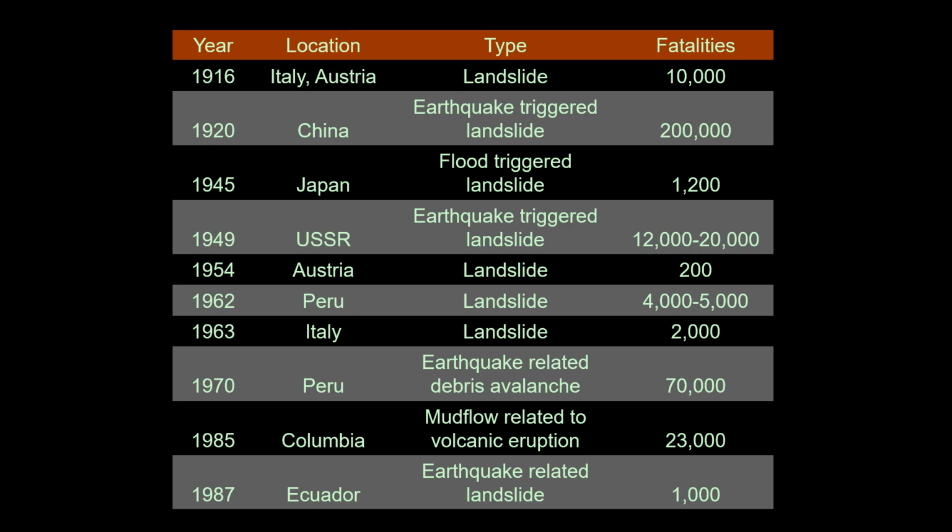Some landslides, in terms of human impacts, have been pretty devastating. We see the number of fatalities here in a few landslides triggered, in most cases, by earthquakes. We see one in the USSR, which is now Russia, from 1949, that killed an estimated 12,000 to 20,000 people. In China, there was an earthquake-triggered landslide that killed 200,000 people. So, a staggering number of people.